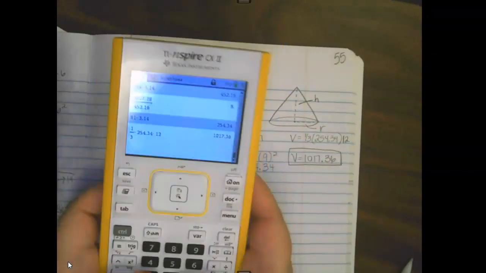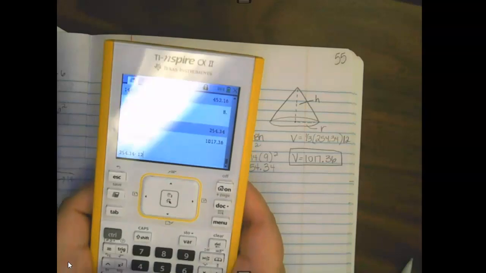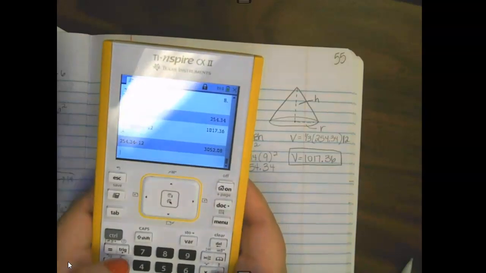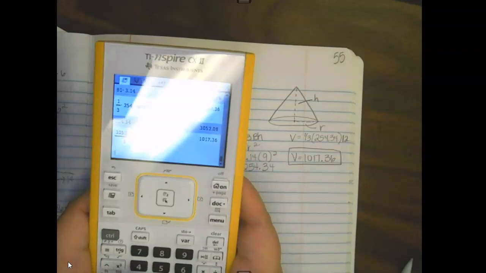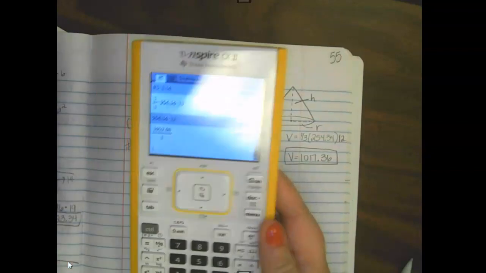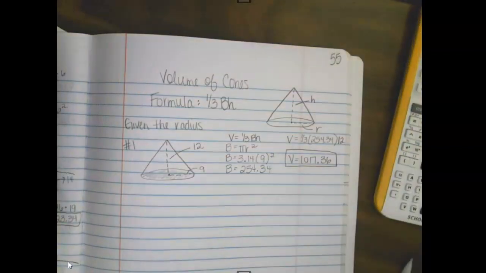Now, let's say that I'm using a calculator that doesn't have that fraction button. What you can do is 254.34 times 12 equals, and then after you hit the equals, you can divide by 3, and it gives me the same thing. Sorry, there's a glare. Okay? Alright.